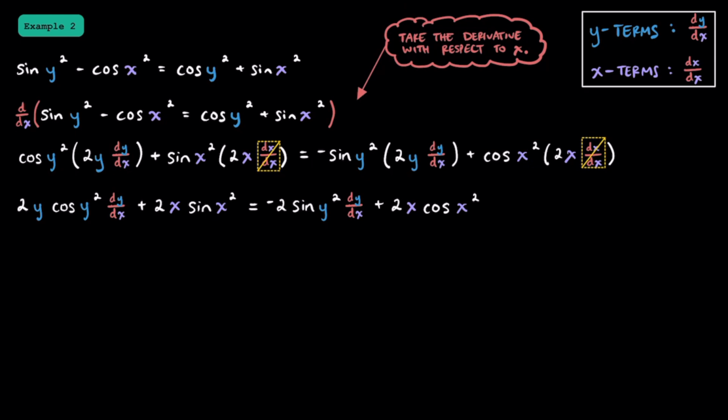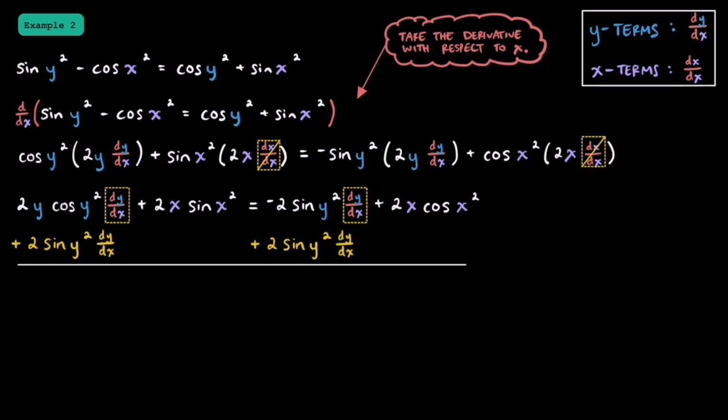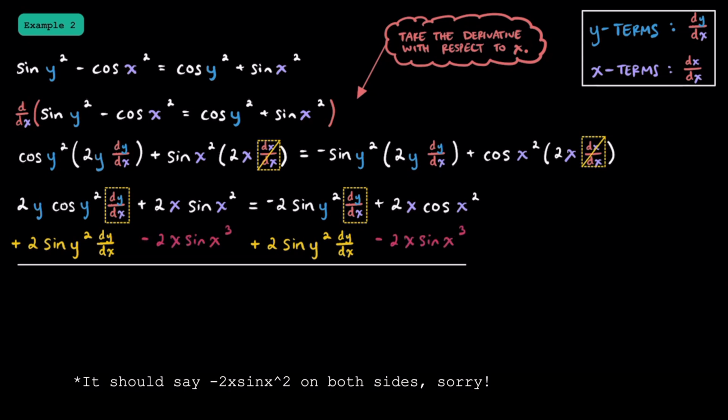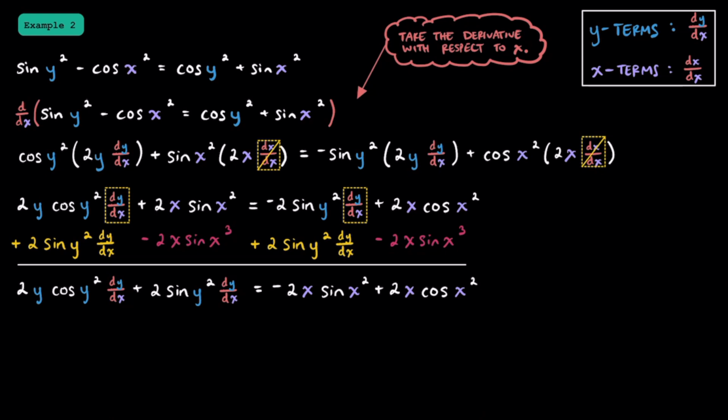Now that we've cleaned it up a bit, remember what our original goal is. While the dx/dx's always simplify down to just being 1, our goal is to isolate this dy/dx and solve for it. To get both terms that have the dy/dx on the left side, we're going to add 2 times sine of y squared dy/dx to both sides. In the same step, I'm going to move this 2x sine x squared to the right side by subtracting it from both sides. After doing some rearranging, we get this equation right here.